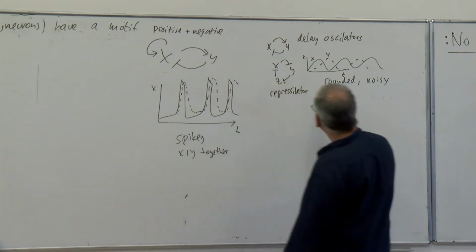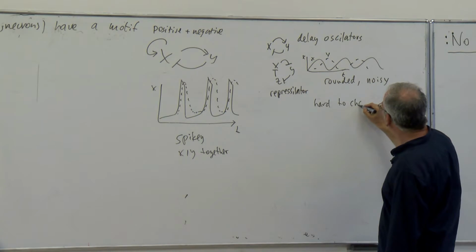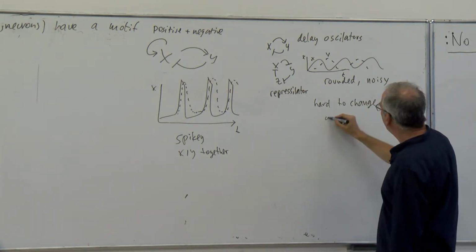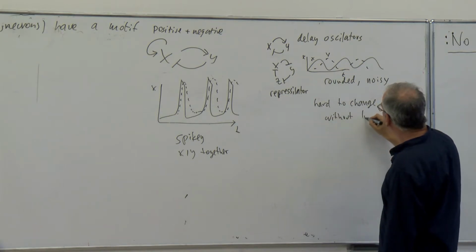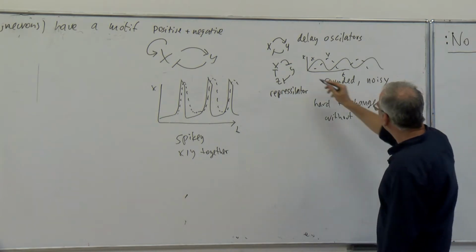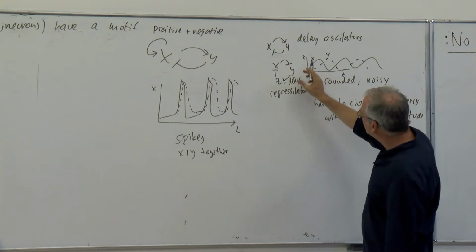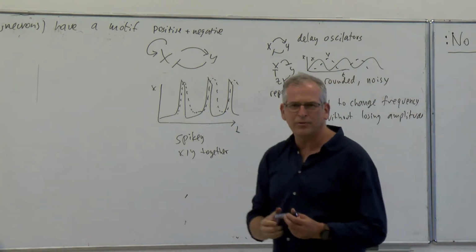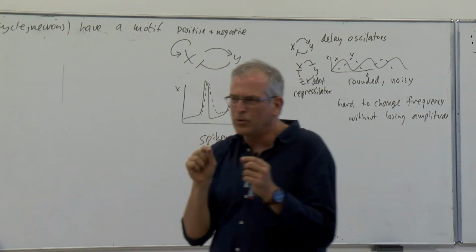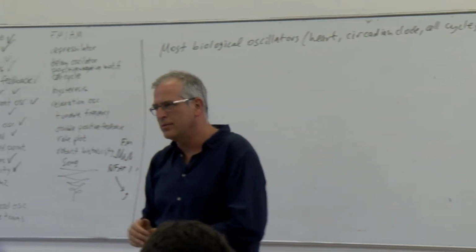And I want to say, in the delay kind of oscillator, it's hard to change frequency without losing amplitude. Because the frequency of this is basically the delays. If I start making one delay different from the others, you lose oscillations, as I told you before. You need to have equal delays. So it's hard to tune the frequency of these oscillators.